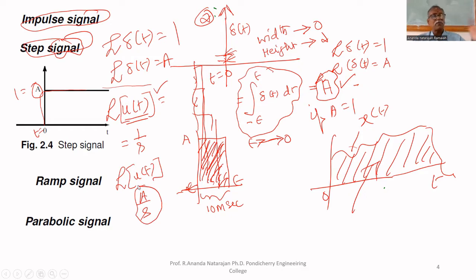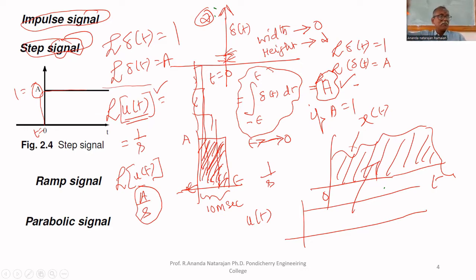In the frequency domain also we must know this. In the time domain, u of t looks like this. In the frequency domain, it is 1 by s. Already I told you that time and frequency are inversely proportional. That's why infinity in the time domain becomes 0 here, and 0 in the time domain becomes infinity in the frequency domain. They are inversely proportional. You have to imagine it like that.